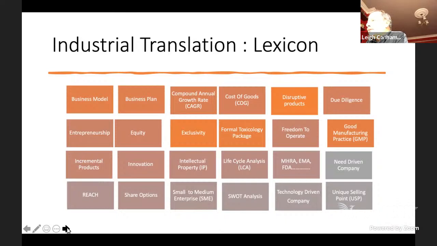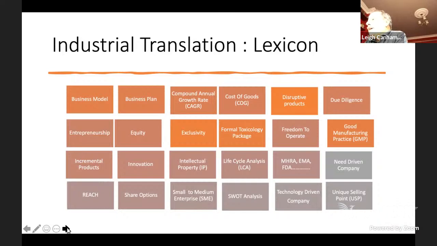Okay, let's just look at a couple of other terms. MHRA, EMA, FDA. These are acronyms for regulatory bodies who have a lot of power and control over whether you will be able to have a medical product or not. And we'll talk about clinical translation in a bit more detail.